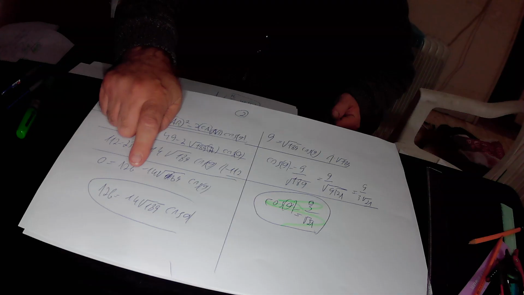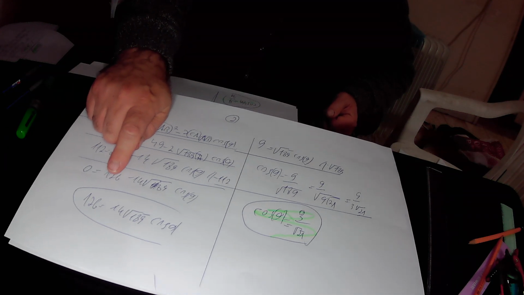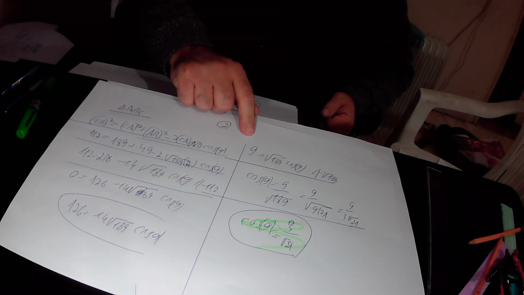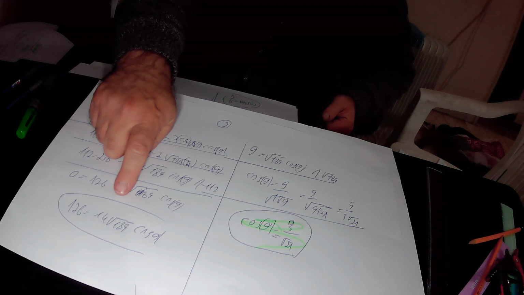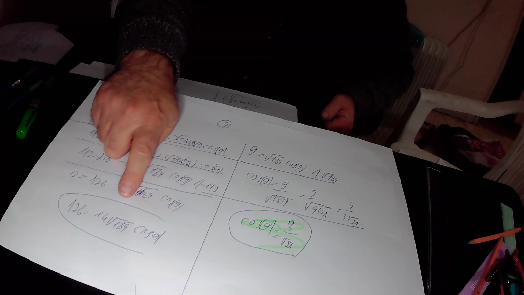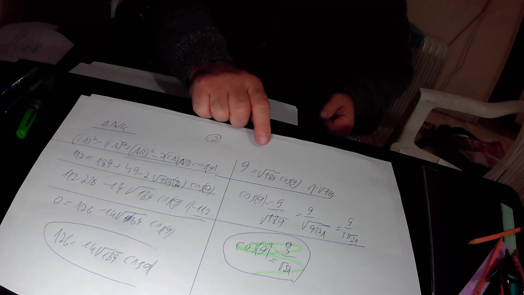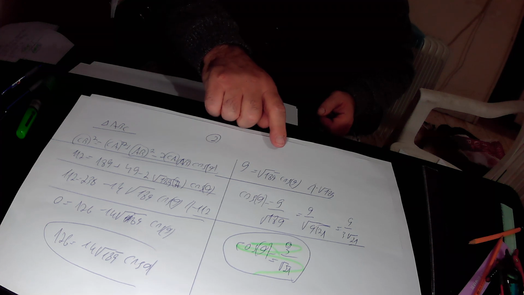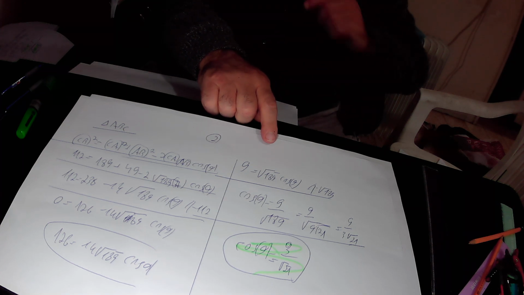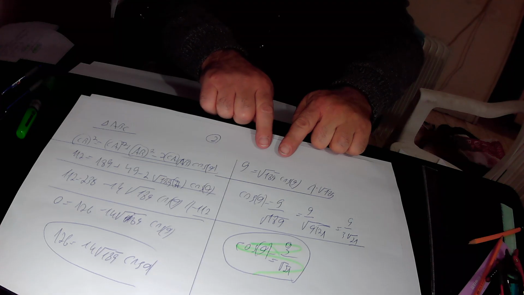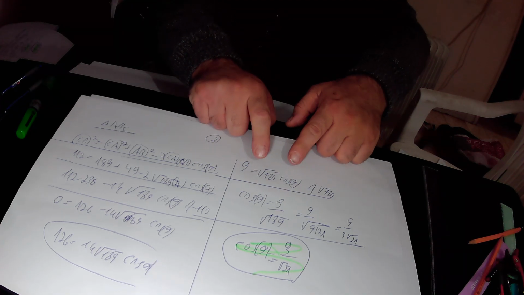Here we divide this equation by 14. 126 over 14 is 9, and 14 over 14 is 1, so we are left only with the square root of 189 times cosine alpha. So 9 equals the square root of 189 times cosine alpha. Here we divide this equation by the square root of 189, and we find that cosine alpha equals 9 over the square root of 189.